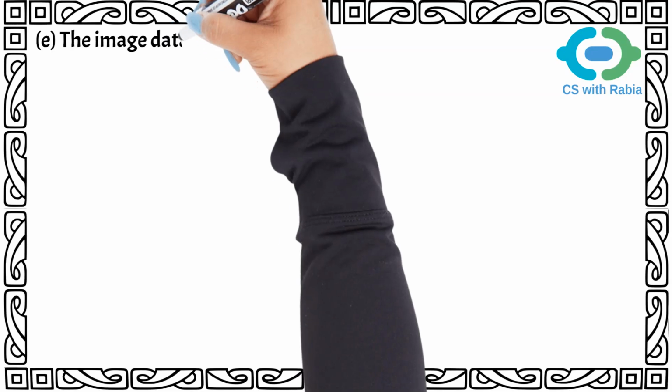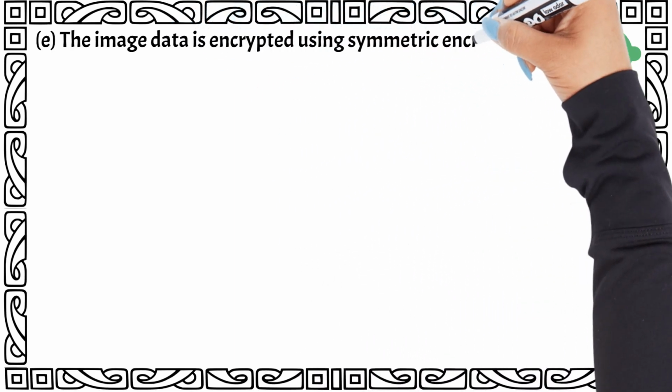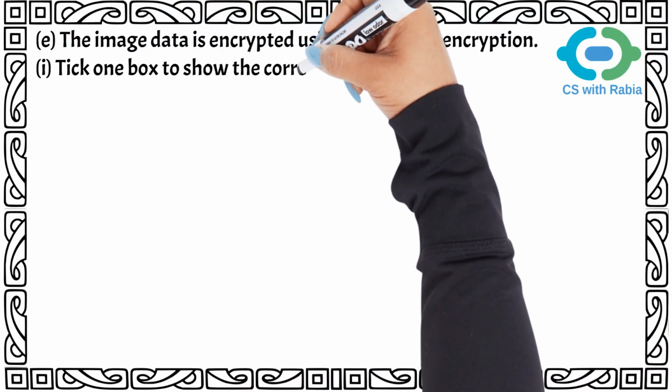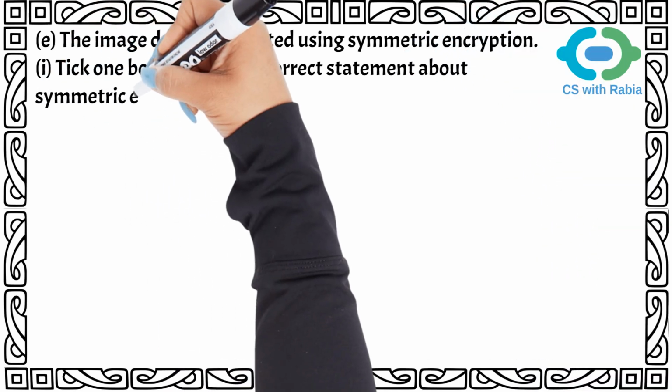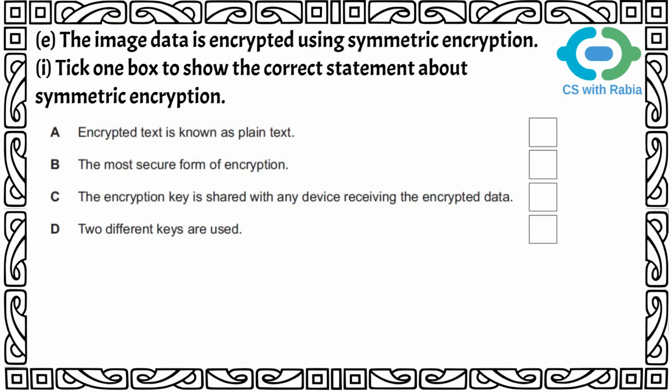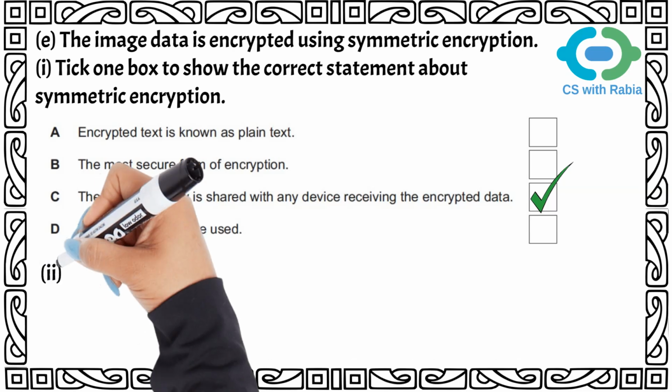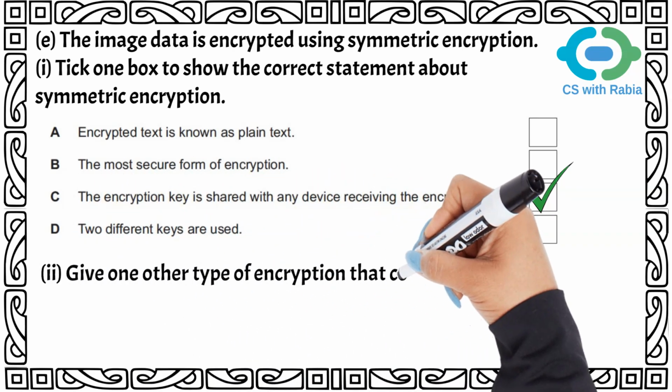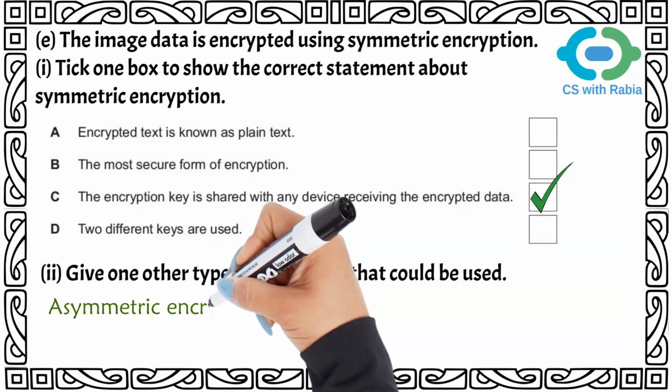The image data is encrypted using symmetric encryption. Tick one box to show the correct statement about symmetric encryption. Give one other type of encryption that could be used. Asymmetric encryption.